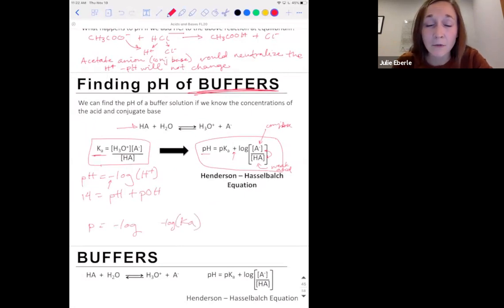Ka is a numerical value. It's usually a number with a really small exponent, like 10 to the minus 5 or 10 to the minus 4 or 10 to the minus 13. You're just going to plug that Ka value in, take the negative log of it. That is equal to pKa, right? And that's what we plug into the Henderson-Hasselbalch equation.